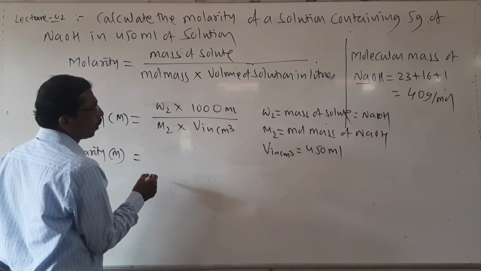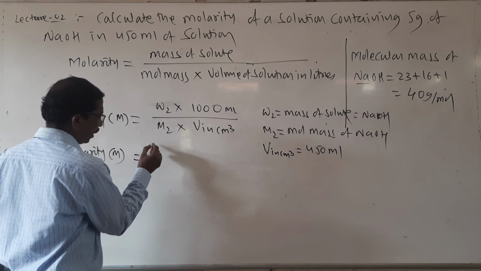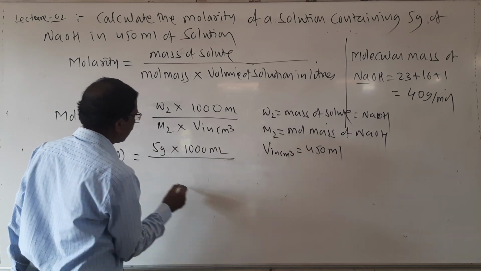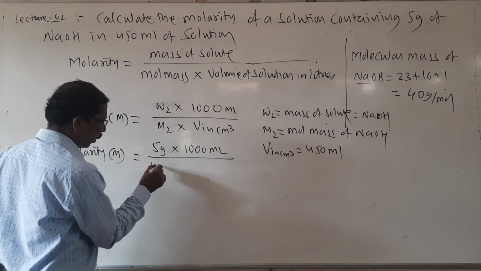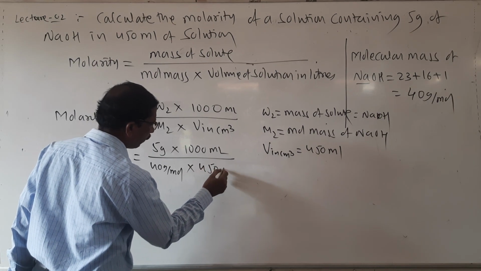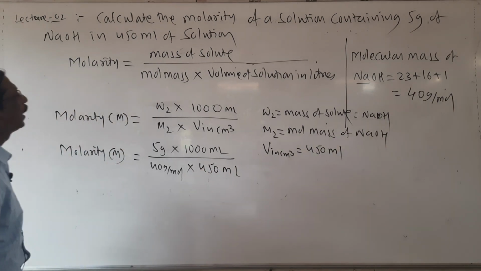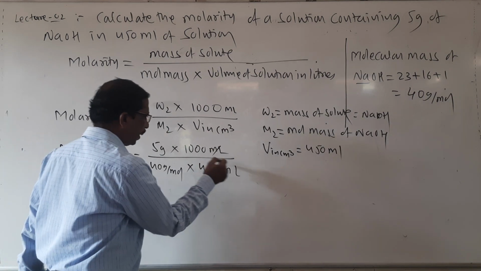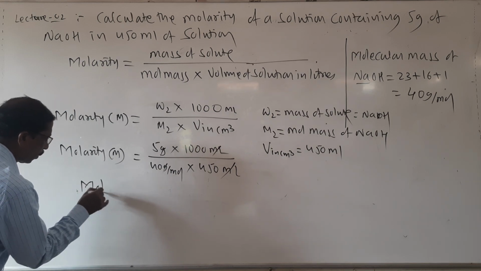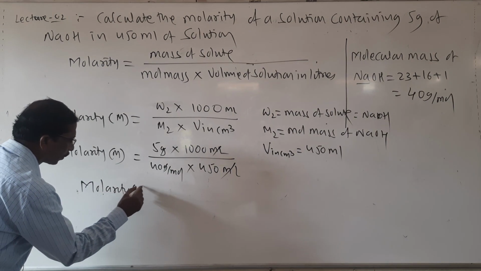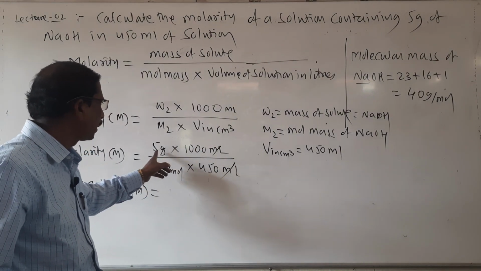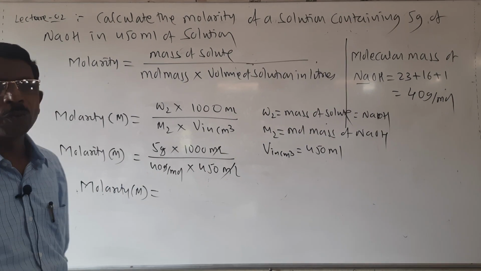W2, the mass of solute sodium hydroxide, so 5 gram into 1000 ml divided by the molecular mass, that is 40 gram per mole, into the volume of solution, 450 ml. So ml cancels and gram cancels, then you will get molarity is equal to 5000 divided by 450 into 40.